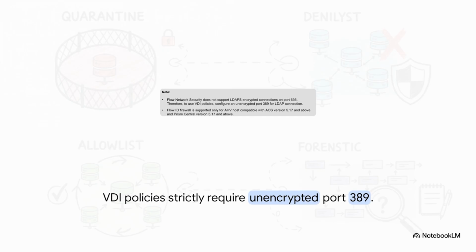And this brings us to a massive technical trap regarding VDI policies and Active Directory integration. The Flow ID firewall fundamentally requires a standard, unencrypted, lightweight directory access protocol, or LDAP connection, that's on port 389. The system flat out does not support secure LDAP-S encrypted connections on port 636. If a question suggests configuring secure LDAP-S for ID firewall, you'll know immediately that the configuration will fail.